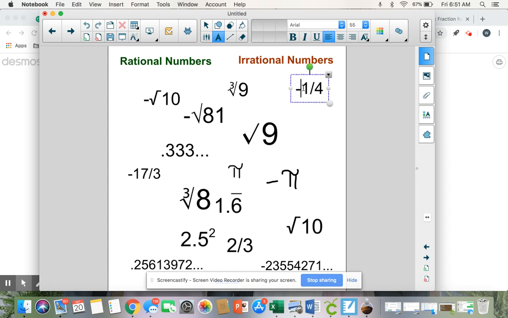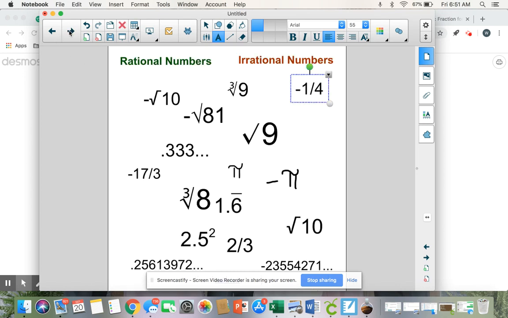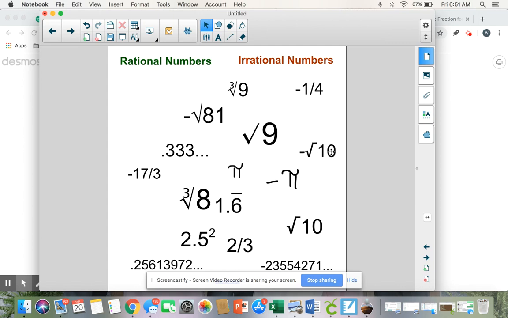So let's start with this one right here, negative 1/4. First question, is that written as a fraction? So negative 1/4, it is written as a fraction. That's a fraction, so that would be a rational number. So I'm going to put that one in my rational number pile.